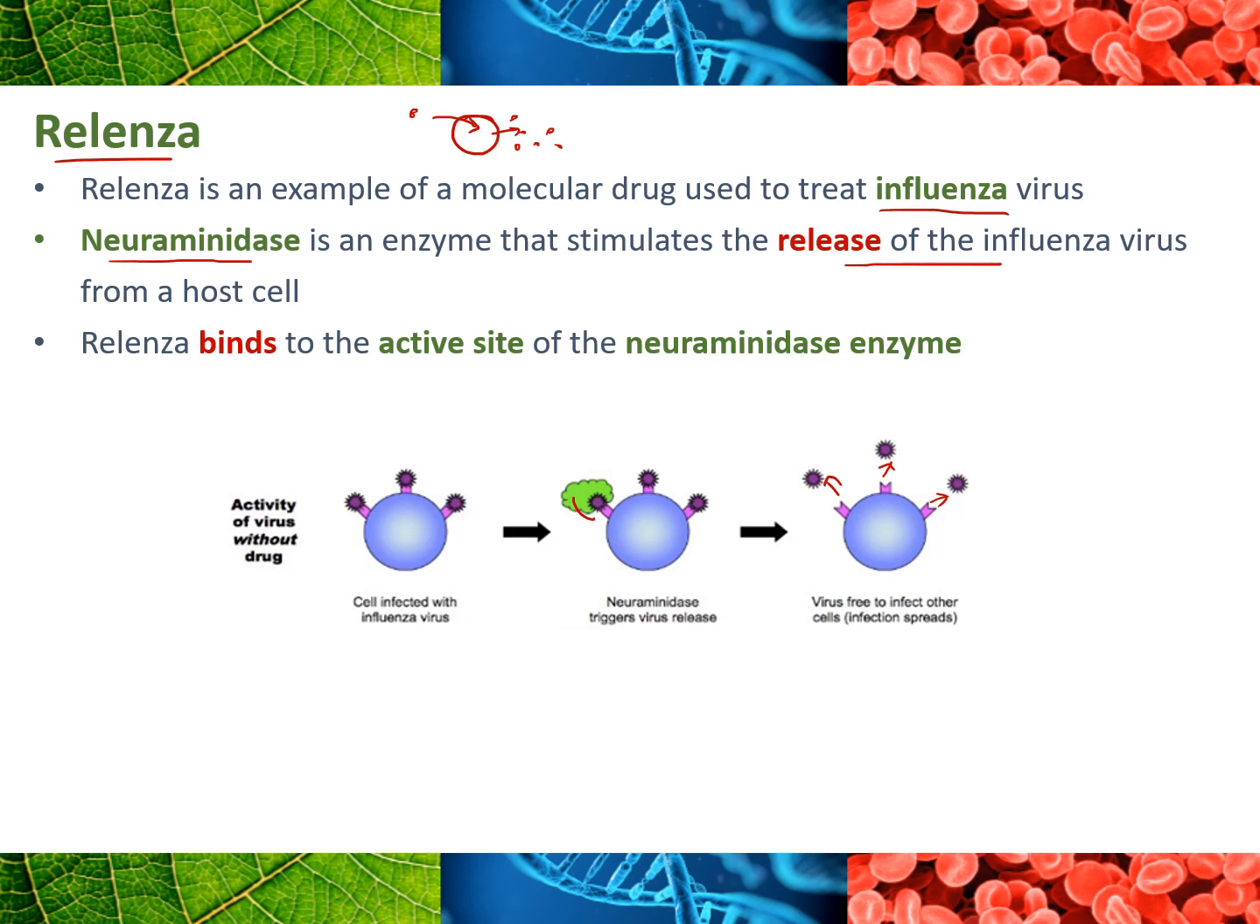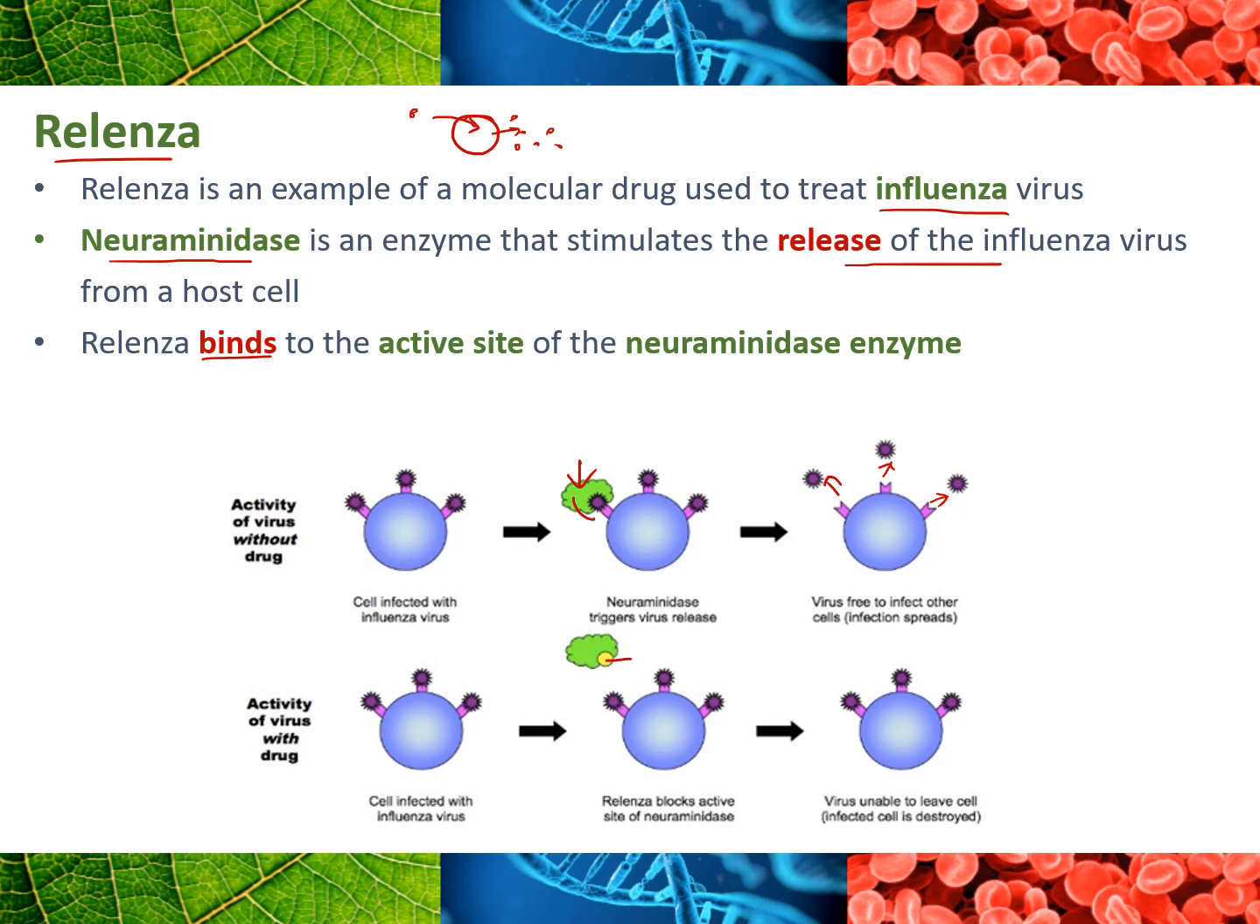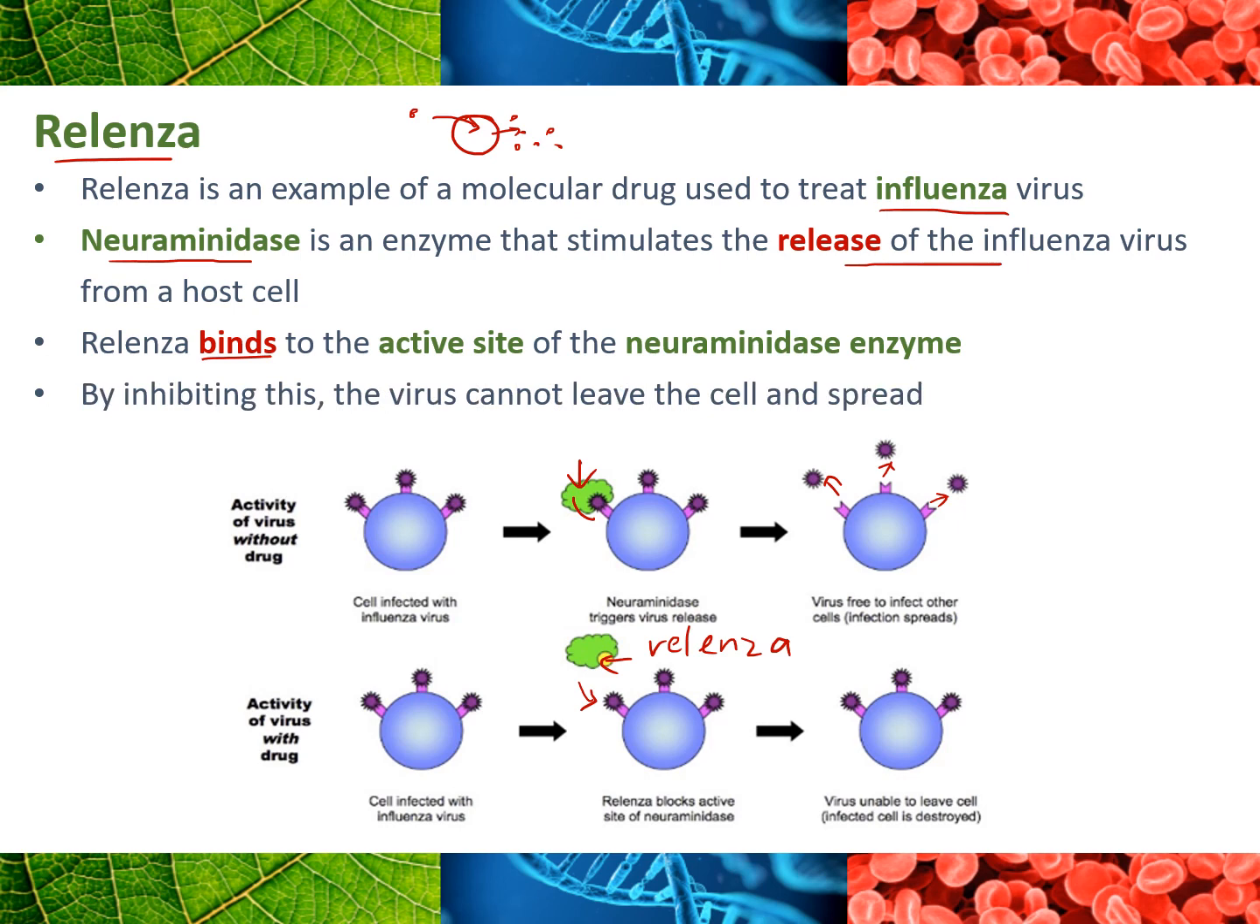So Relenza, this drug, binds to the active site of the neuraminidase enzyme. You can see here, this here is Relenza. That has bound to the neuraminidase enzyme, and now that enzyme can't bind with those viral particles and allow the cell to release them. So by inhibiting the binding of neuraminidase with these influenza viruses, the virus can't leave the cell and it can't spread.